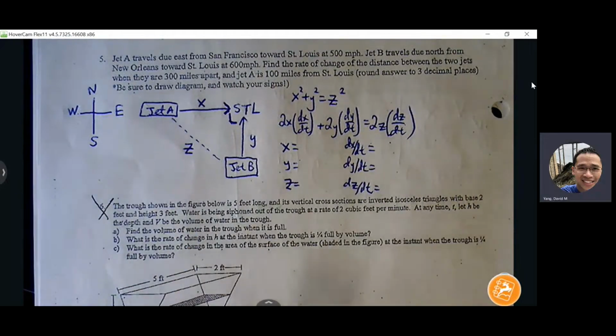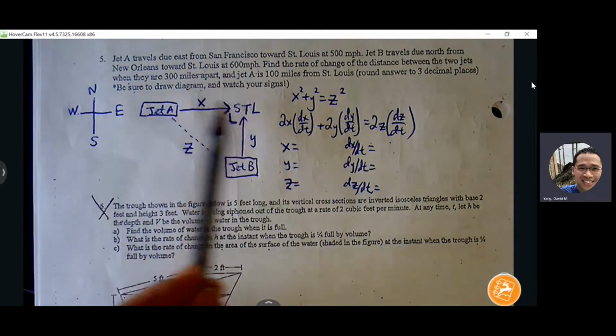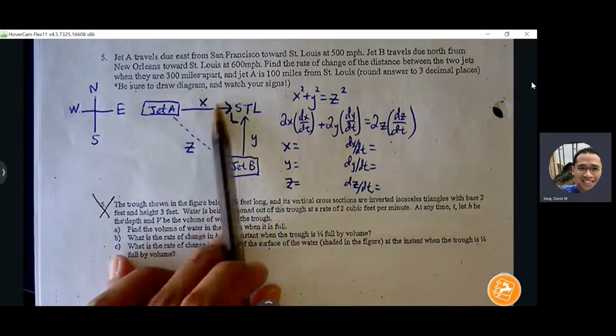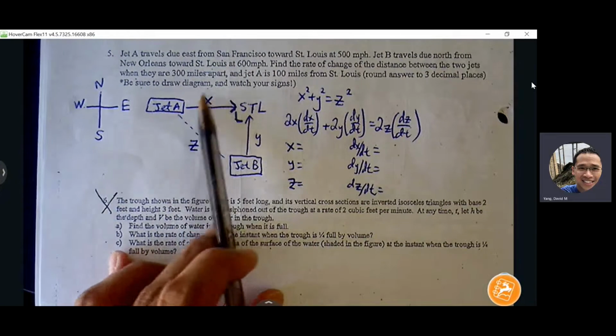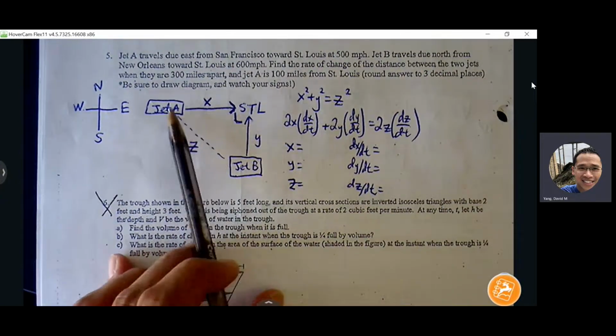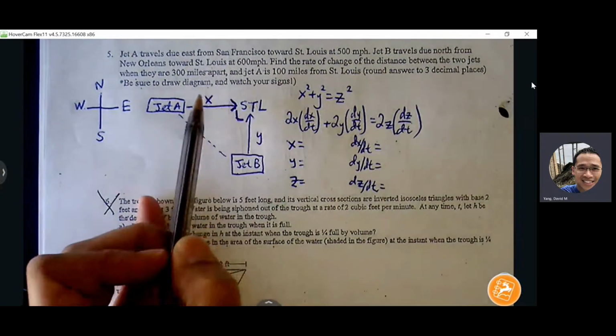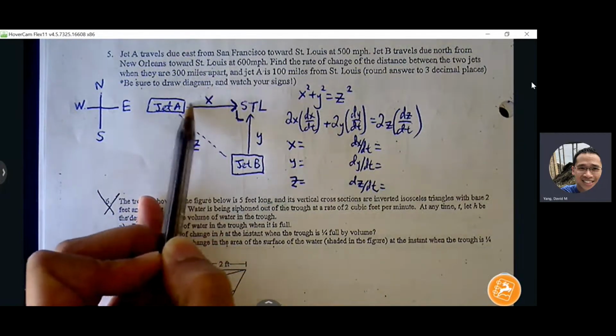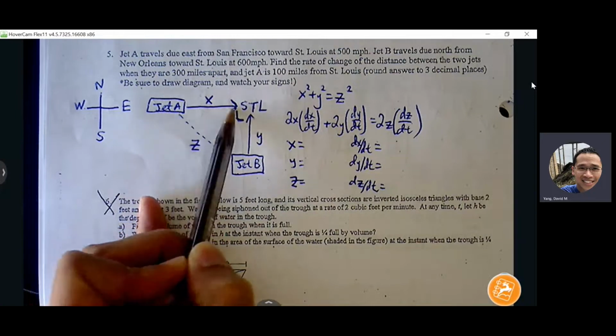Okay, before we fill any of this in, let's just talk about this diagram for a moment here. So we have jet A and jet B. They're both headed towards St. Louis. We see the right triangle here, right? Here's the horizontal, here's the vertical, here's the hypotenuse. What's happening to X, that distance? What's happening to X as jet A gets closer towards St. Louis? Decreases, which means that the rate is also decreasing, right? The rate is decreasing, okay?